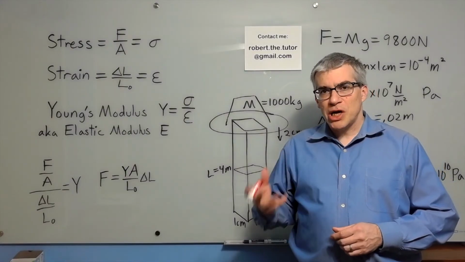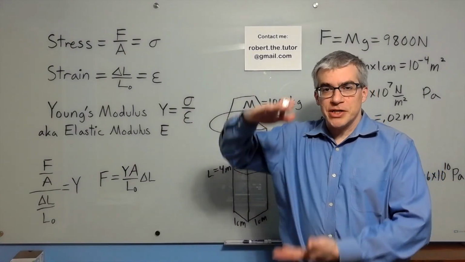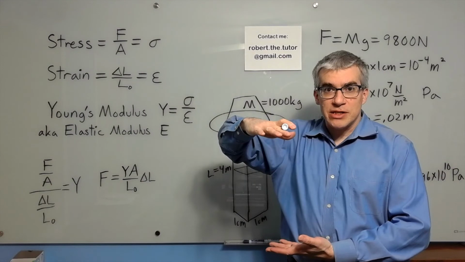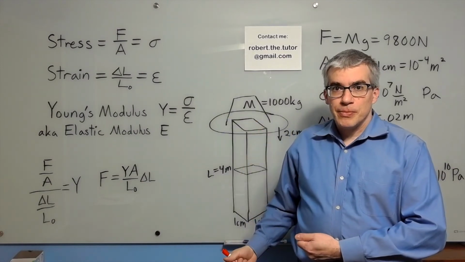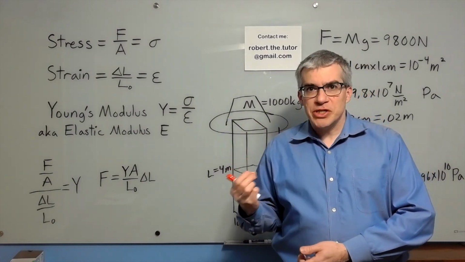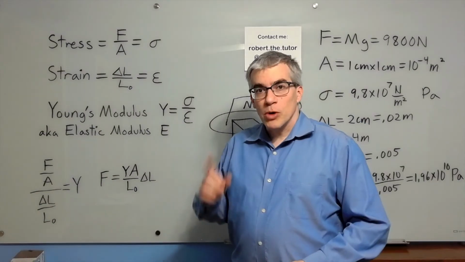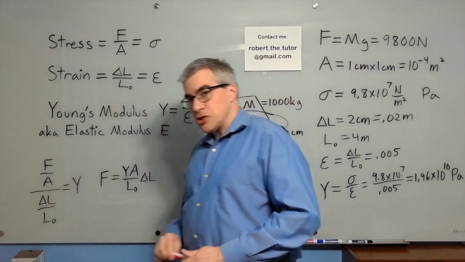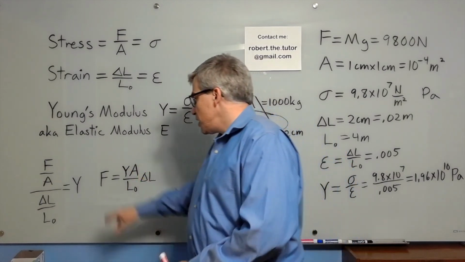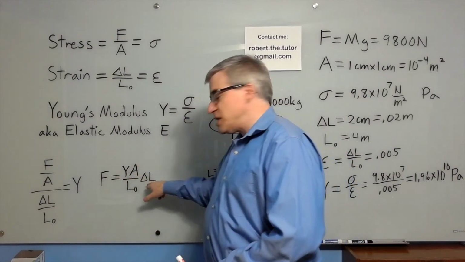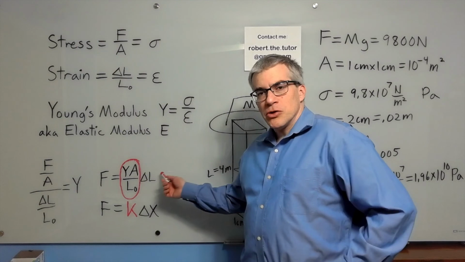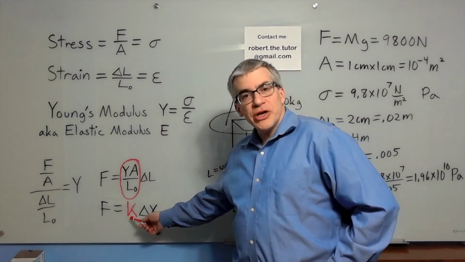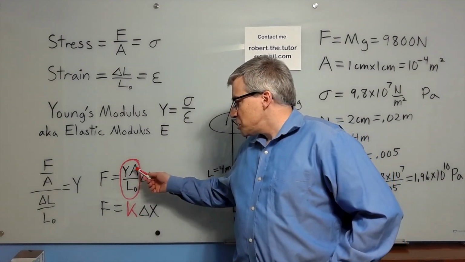So Young's modulus tells us how hard it is to stretch or compress a material. It measures how squishy the material is, or how stiff it is. One more thing, you can take the formula with stress over strain equals the modulus and rearrange it into force equals that times delta L. That might look familiar. It's a spring constant, Young's modulus times area over length.